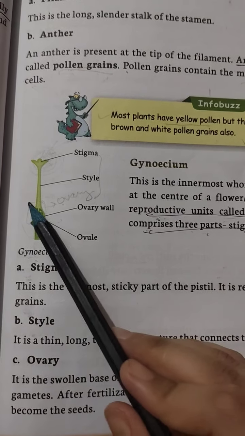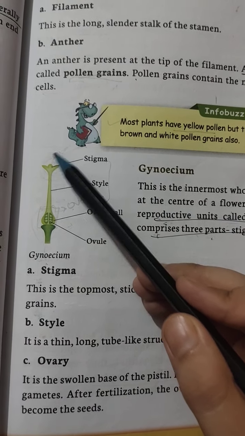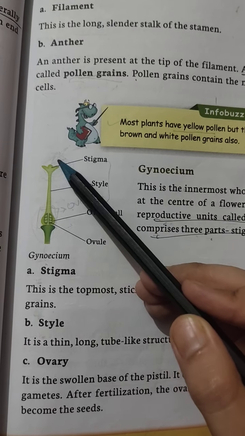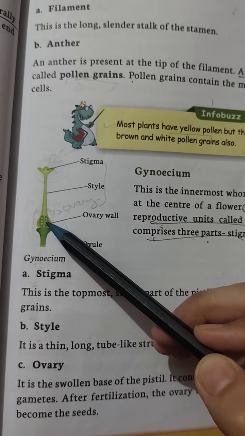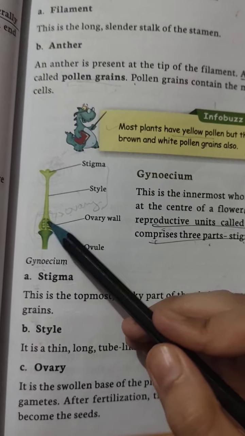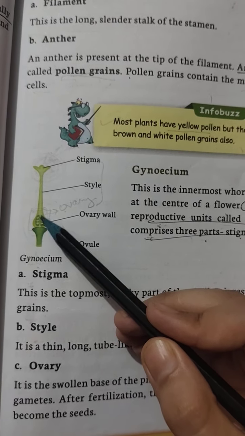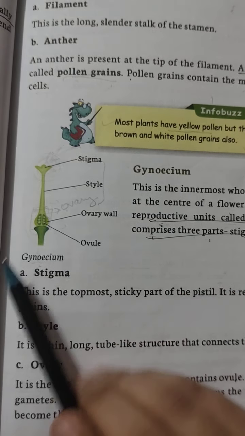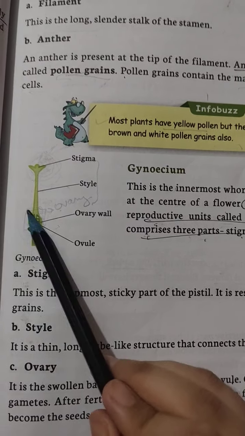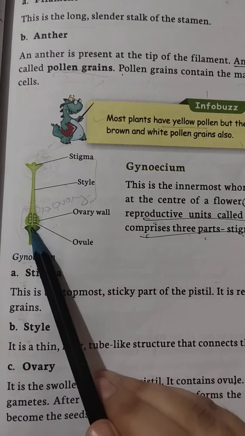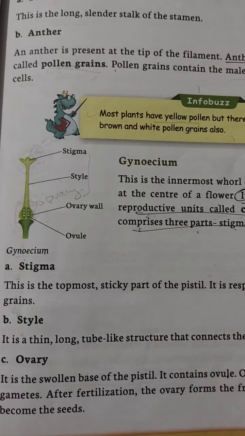What happens when fertilization takes place? When the pollen grains come and stick to this stigma and they pass through this style to the ovary, and the ovary is the female reproductive part. So when pollen grains and ovary fertilize together, then after fertilization what happens? The ovary forms the fruit of the plant, and the ovules, these small seed-like structures, form the seed of the plant.